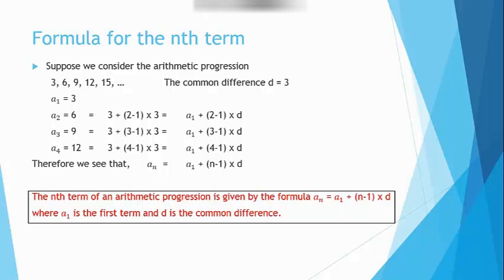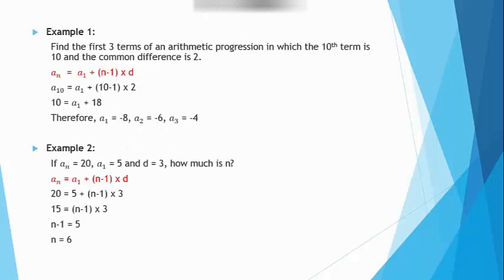So the nth term of an arithmetic progression is given by the formula an equals a1 plus (n take away 1) times d, where a1 is the first term and d is the common difference. Alright, so let's apply this formula in some questions.